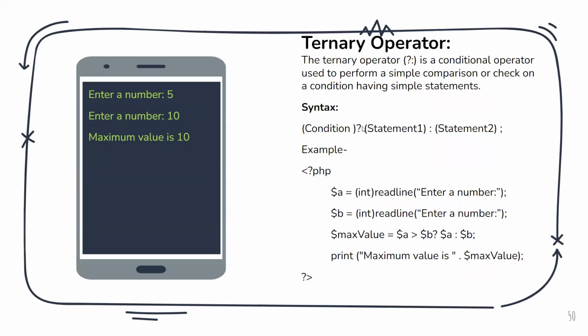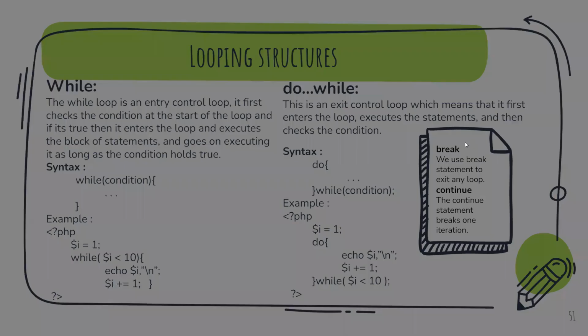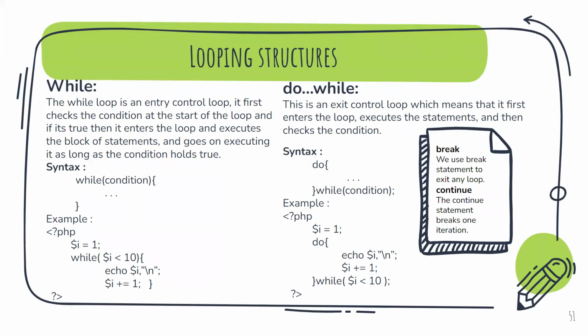And then the ternary operator, which was already discussed earlier in the operator section. Like I've mentioned, we first evaluate the condition, and if the condition is true, we execute statement one. If the condition is false, then we execute statement two. And then looping structures.